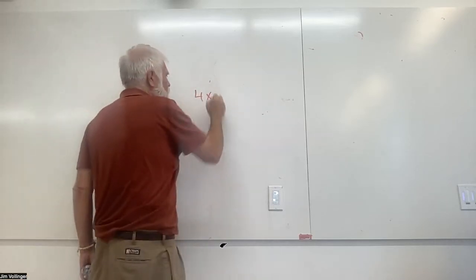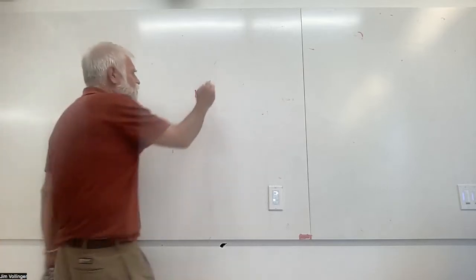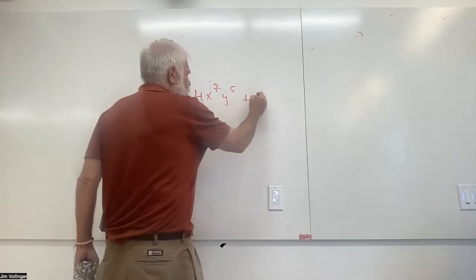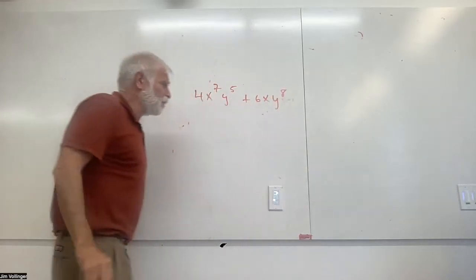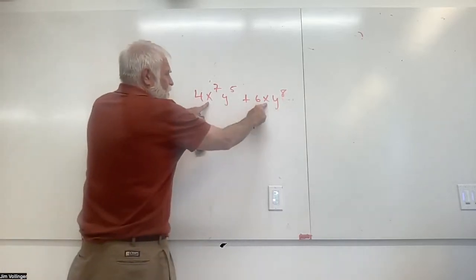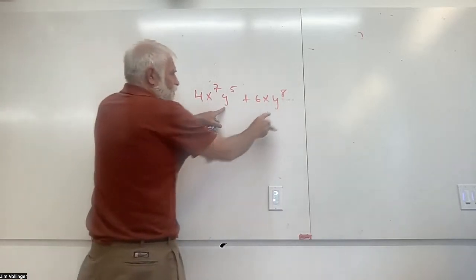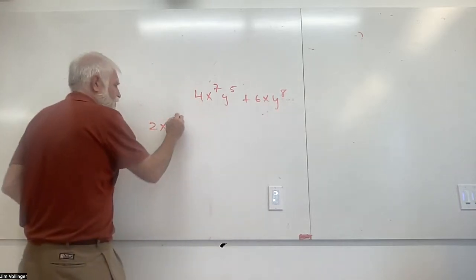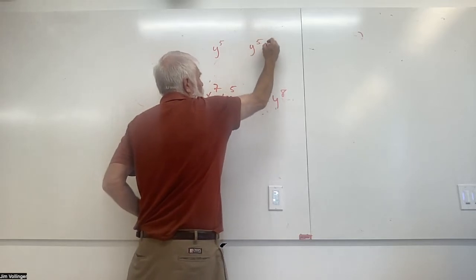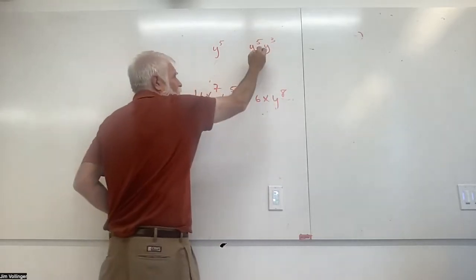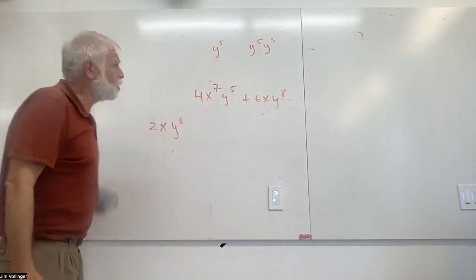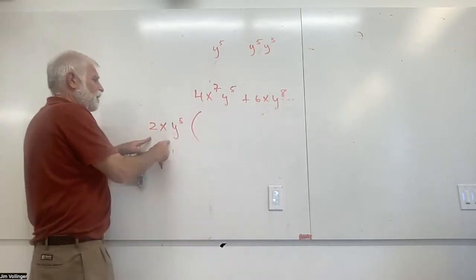All right, some of you got the 4x to the 7y to the 5th, and plus 6xy to the 8th, I think. I hope that's what's written, but that's what I'm going to do. What do 4 and 6 have in common? 2. What do x to the 7 and x have in common? X. What do the y to the 5th and y to the 8th have in common? Y to the 5th. I'll show you that. Here's y to the 5th. Y to the 8th is y to the 5th times y to the 3rd. Right? We haven't really talked about the rules of exponents here. I'm hoping you did in your pre-algebra class. So what do they have in common? Y to the 5th.